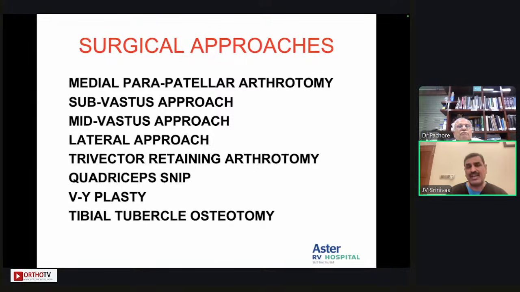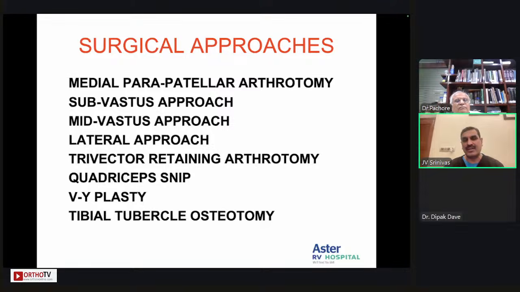We know multiple approaches are there. We all know this classical medial parapatellar approach, which we do day in and out. And that is the approach most commonly used in a stiff knee as well. But the approaches like subvastus approach, midvastus approach, lateral approach, yes, lateral approach is very much indicated in a valgus stiff knee, where the knee is stiff and patella is lying laterally. Definitely, that's not a case for a medial parapatellar approach. Yes, we need to do a lateral parapatellar approach.